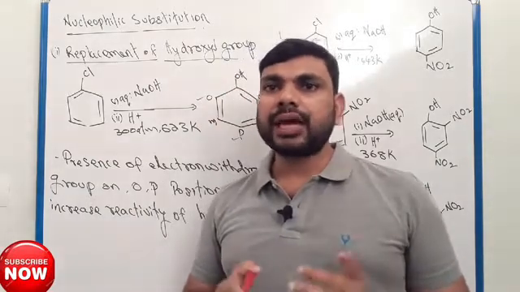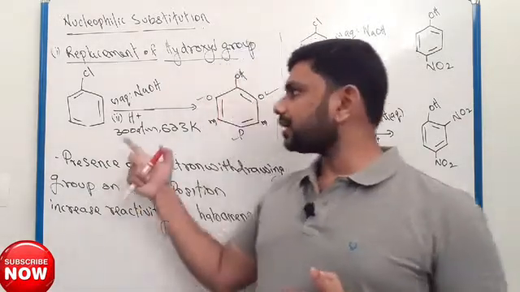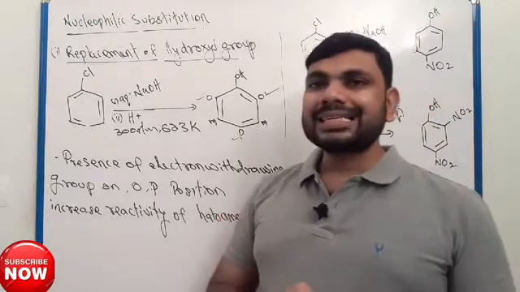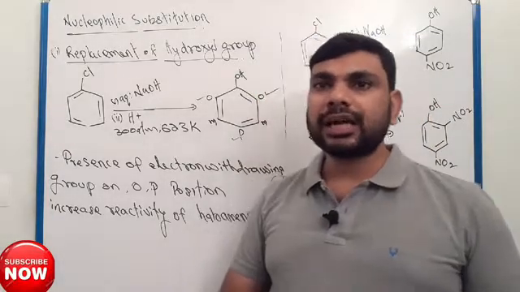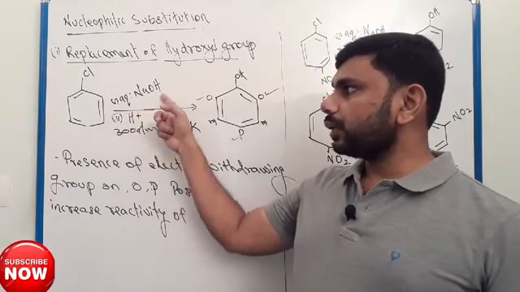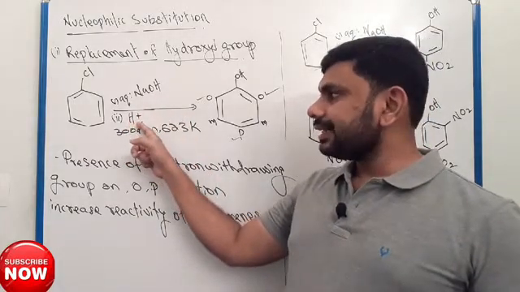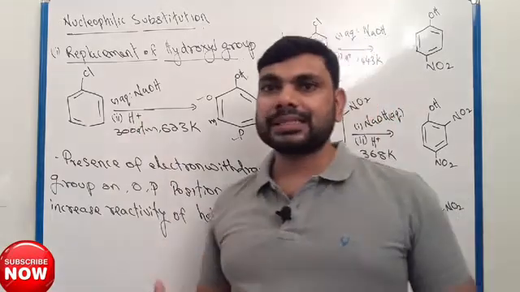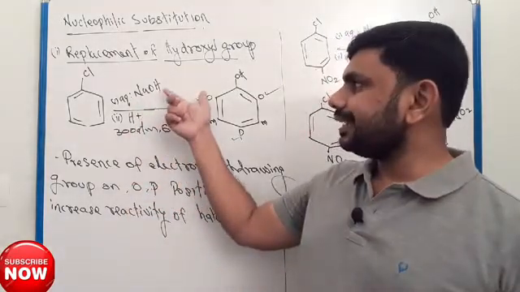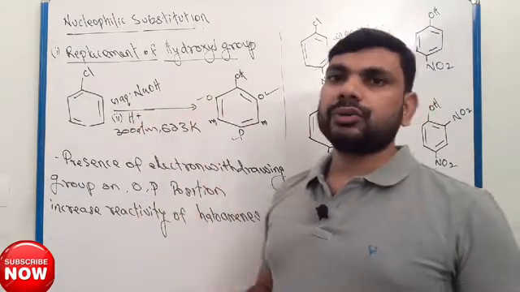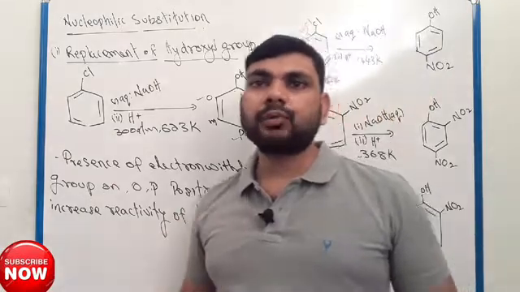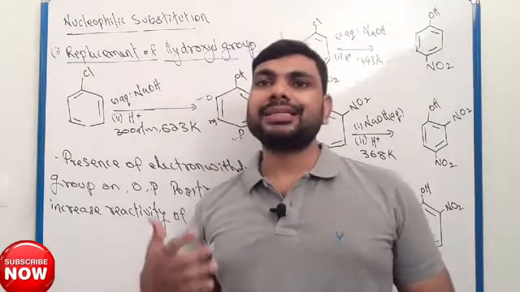Haloarenes react with aqueous NaOH at a higher temperature, around 623 Kelvin and 300 atmospheric pressure. There are two steps: reaction with aqueous NaOH followed by acidic hydrolysis. H plus represents acidic hydrolysis. Here chlorobenzene will be changed to phenol. Cl will be replaced with OH minus. We know OH minus is a nucleophile.